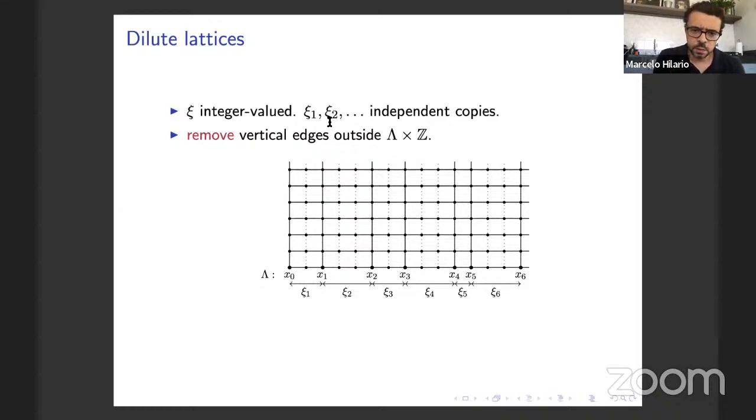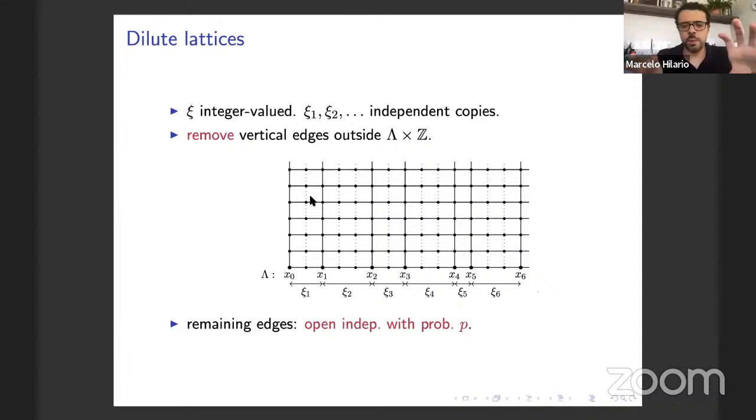So I will pick one variable, let's say integer valued, and prepare lots of copies of this random variable independently. And I will just keep the ones that are spaced by these random variables here and remove vertical edges in between. So this gives rise to a one-dimensional random environment of columns, which I can mark with x0, x1, and so on. And outside this, I will just delete the columns. So in what remains from my lattice, I will declare each site open or closed with probability p.